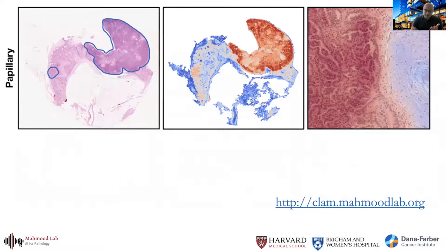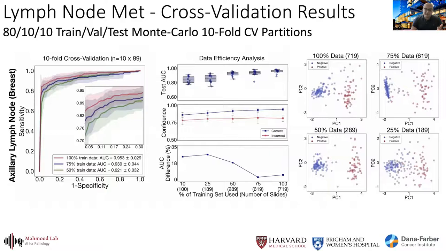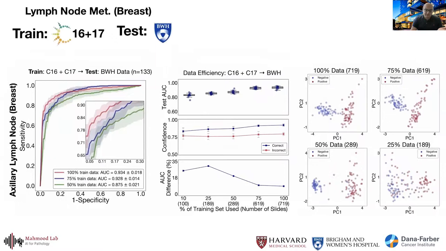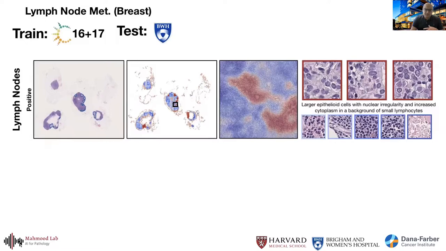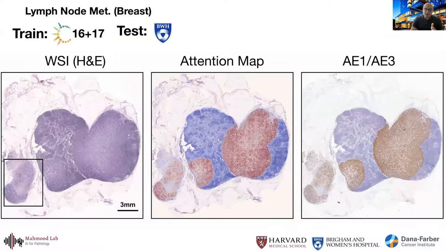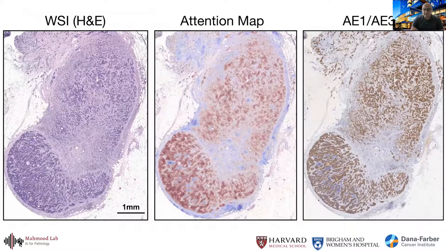We also tested this with the Camelyon benchmark and had pretty good performance on that. It was very adaptable, again, training on Camelyon 16 and 17 and adapting it to in-house data. We looked at an enhanced form of interpretability and did some correlation between what the model was picking out with AE1/AE3 staining, which stains for breast cancer in the lymph node. And there's some enhanced analysis on this in the publication.